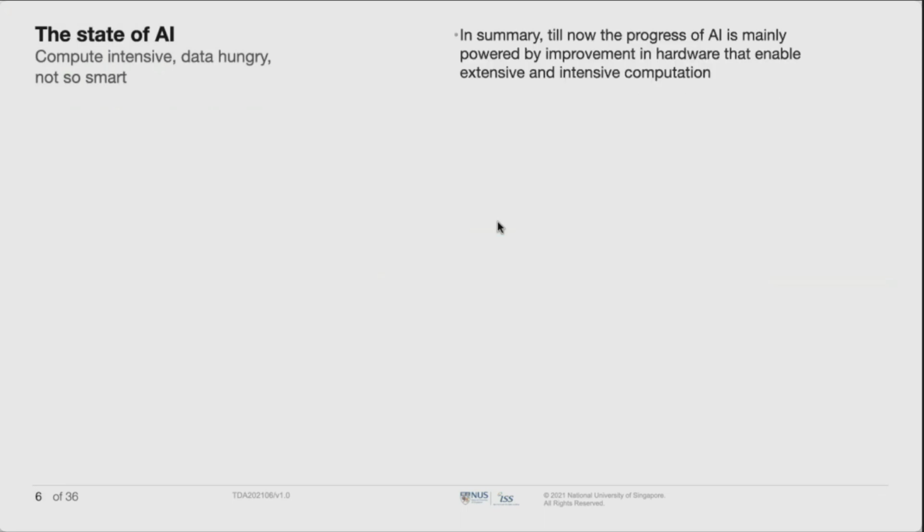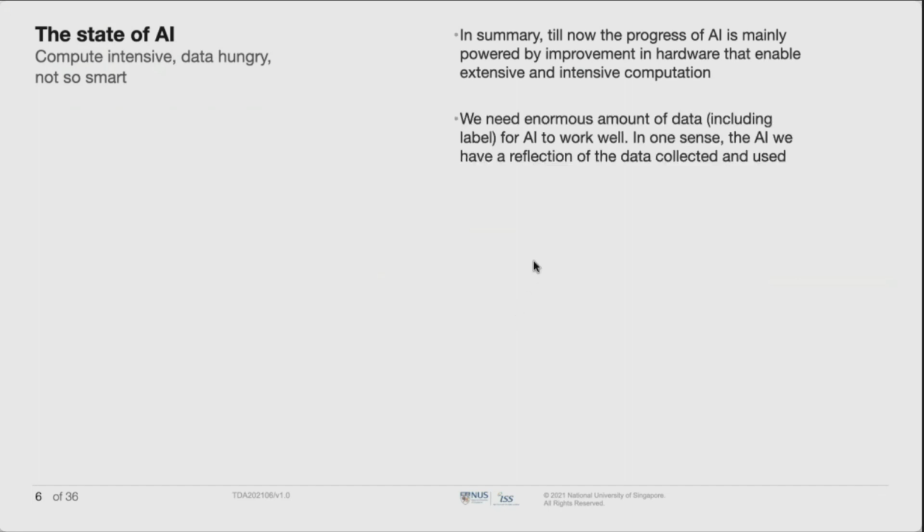It is not far-fetched to say that the progress of AI is mainly powered by improvement in hardware, especially the advance in GPU, the graphic processing unit, and TPU, the tensor processing unit. These hardwares enable intensive computation to complete in a relatively short time. For now, to get an AI trained, we need an enormous amount of data. We need not just data, but also the labels that correspond to the data. In one way, the AI we have is just a reflection of the data we collect. I always say the AI is as good as the data that you have. The AI cannot perform anything reliably beyond what your data has.